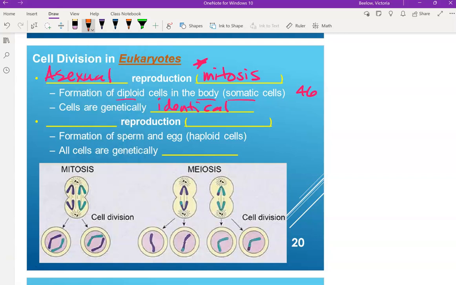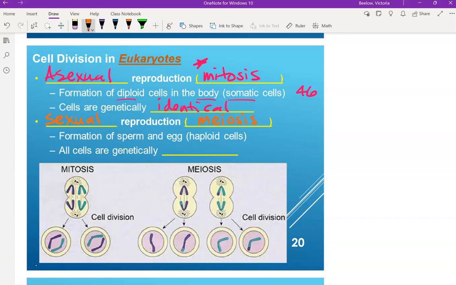Later, in the next unit, we're going to get into sexual reproduction, which is called meiosis. Some people say meiosis, some people say meiosis. I usually say meiosis so you can hear the difference between mitosis and meiosis, because they sound very similar. If I said mitosis and meiosis, those sound really close to each other. So most people say meiosis.